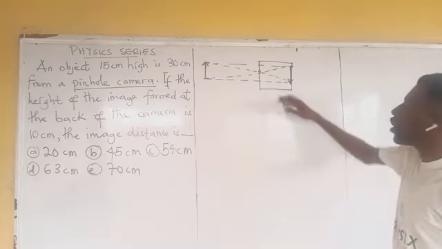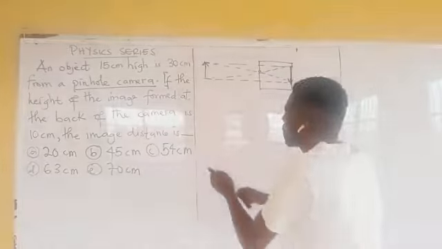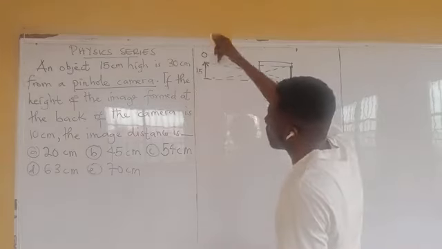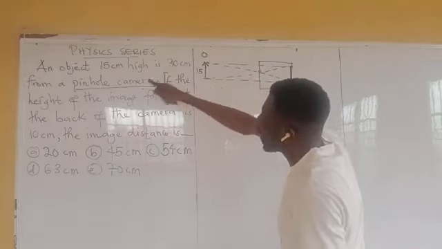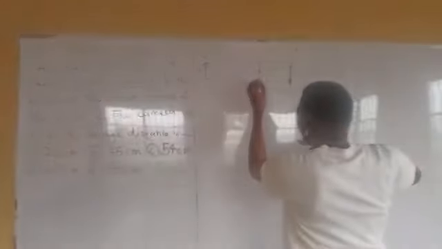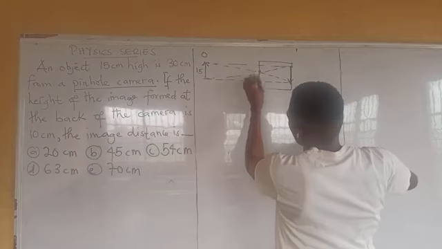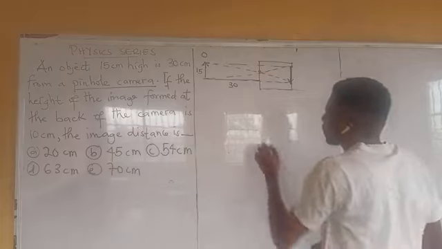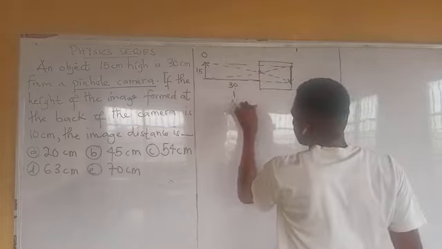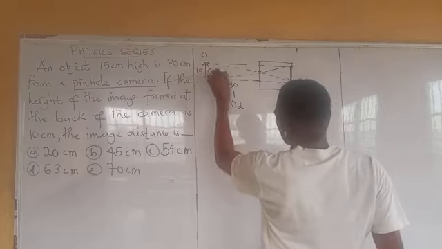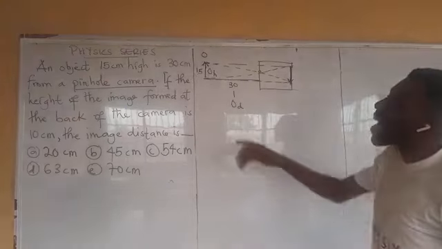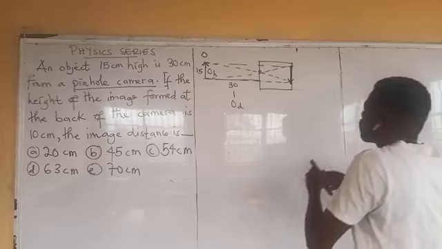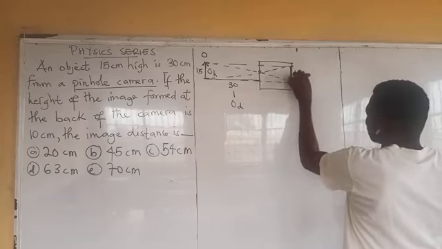Now, looking at this question, we said the object is 15 centimeters high, and it's 30 centimeters from a pinhole camera. So the distance of the object from the hole is 30 centimeters. This is the object distance. Let's call it OD, and this is the object height. We call it OH. Now we said the image formed at the back of the camera has a height of 10.